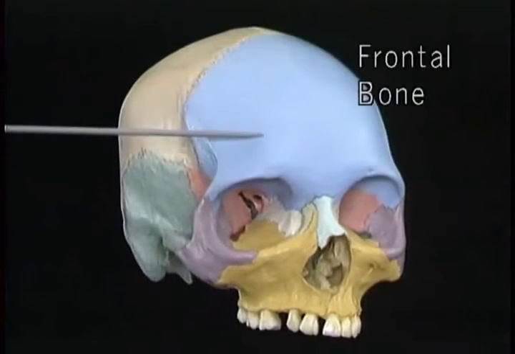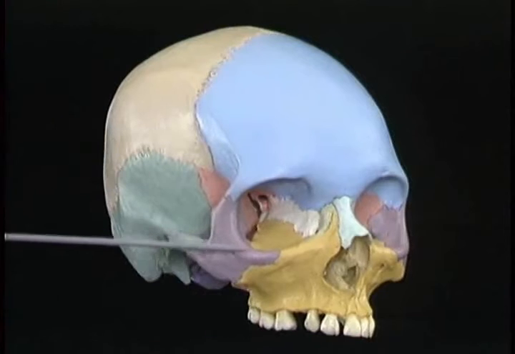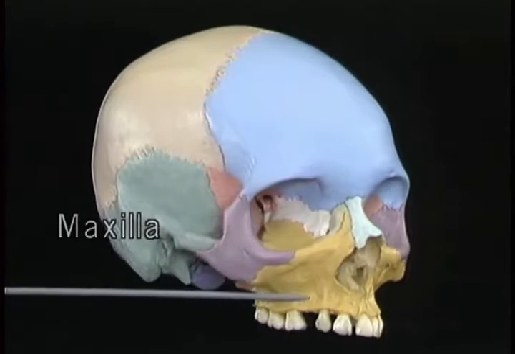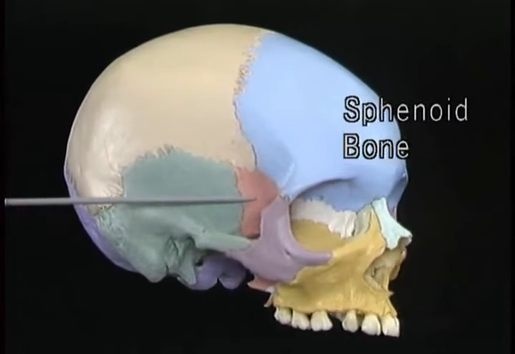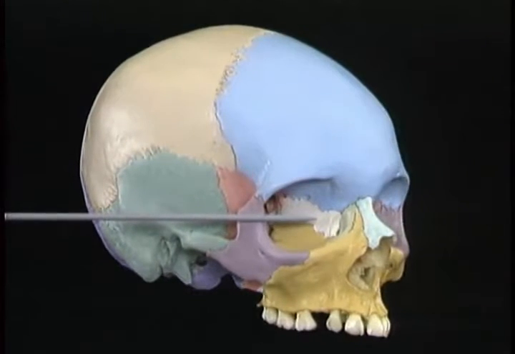Now that we've looked at the shape of the facial skeleton and the parts of the cranium that it's attached to, let's look at the individual facial bones and see how each of them contributes to the features that we've seen. We'll look at the 5 largest facial bones first. They are the frontal and zygomatic bones, the maxilla, the sphenoid bone, and the ethmoid bone.